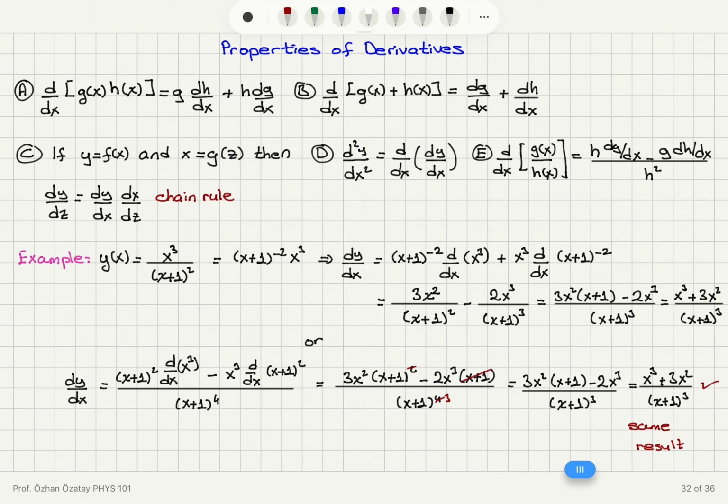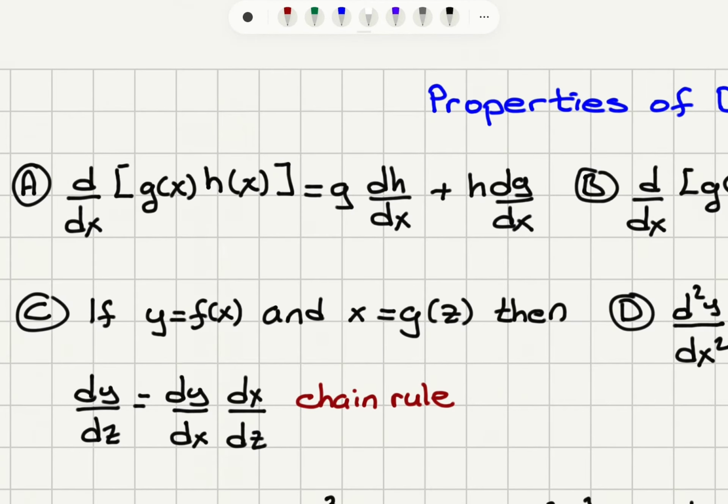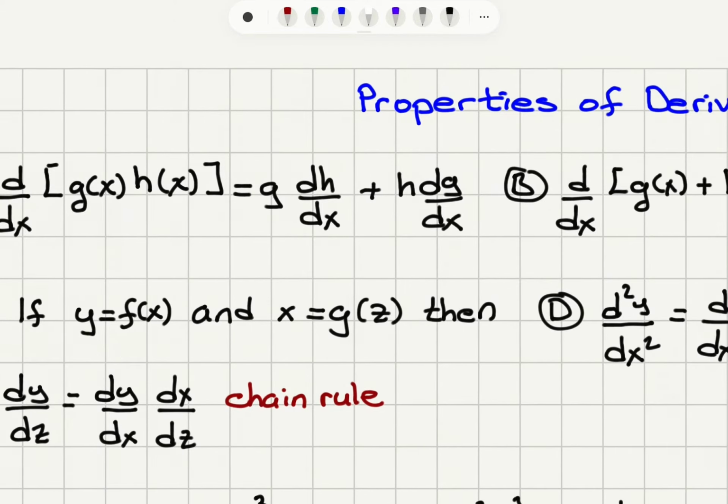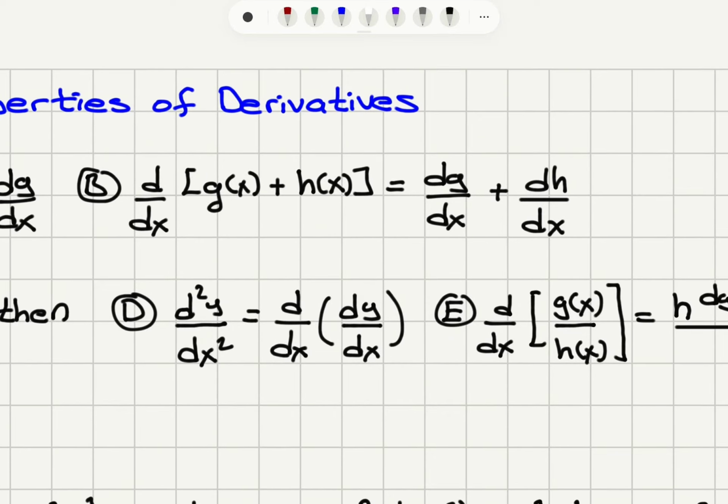Now, some important properties of the derivatives we should be aware of. If we're trying to calculate the derivative of a product, the derivative of g times h is g times the derivative of h plus h times the derivative of g. This is assuming that g and h are functions of the variable x. Another important property is if we're taking the derivative of a sum of two functions of x, it's the derivative of the first function plus the derivative of the second function.